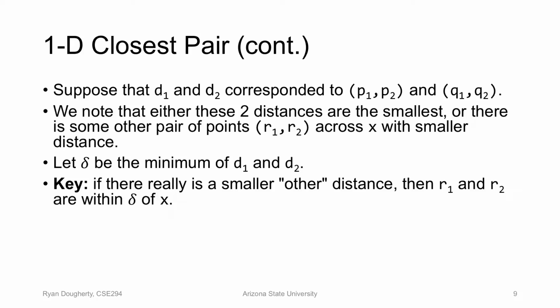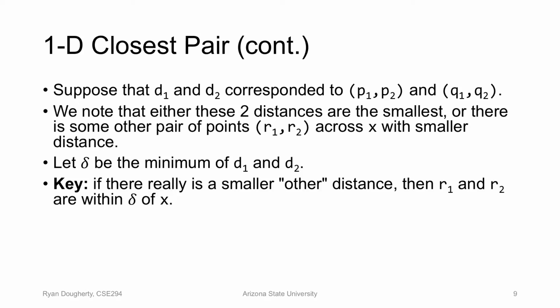Well, here's the key. If there is a smaller distance across x, this separator I made, then let's say R1 and R2 are those possibilities. Then they have to be within delta of x. They can't be any farther apart than this. Why is that true?